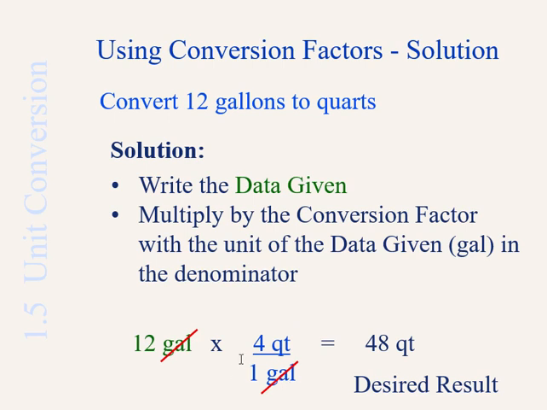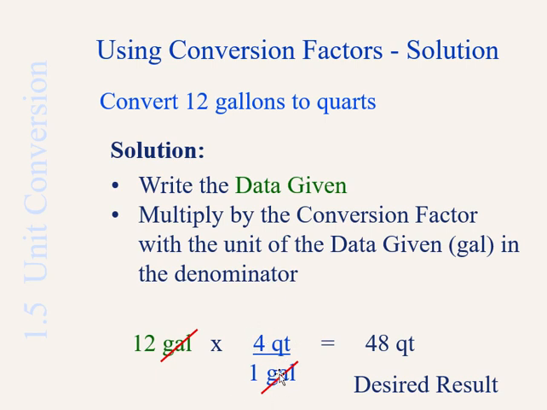Okay, as you see here, and the final answer is 48 quarts. Now, how many sig figs should you have in this answer? The number of sig figs depends on all the sig figs in our original numbers. Now, how many sig figs are here? 2 sig figs. But what about here in this relationship? 1 gallon over 4 quarts.